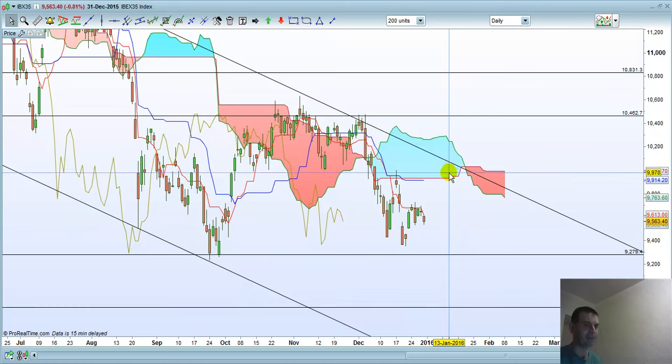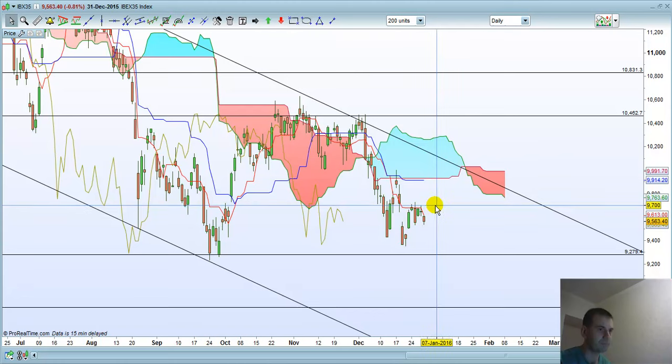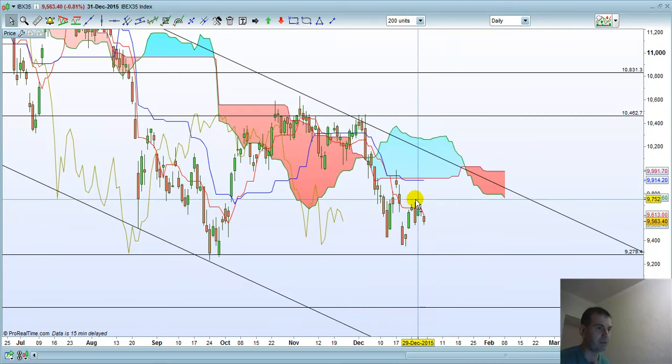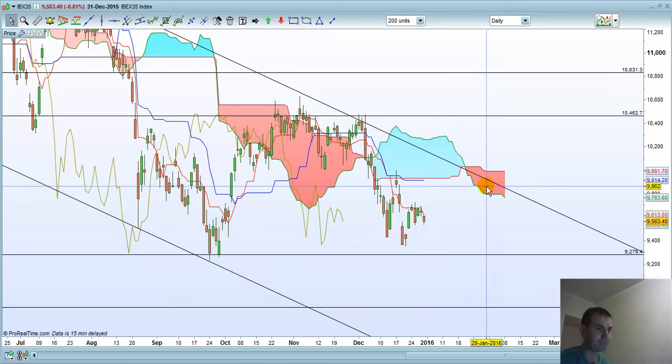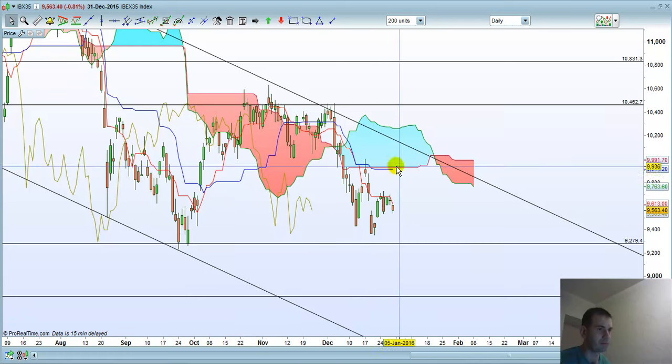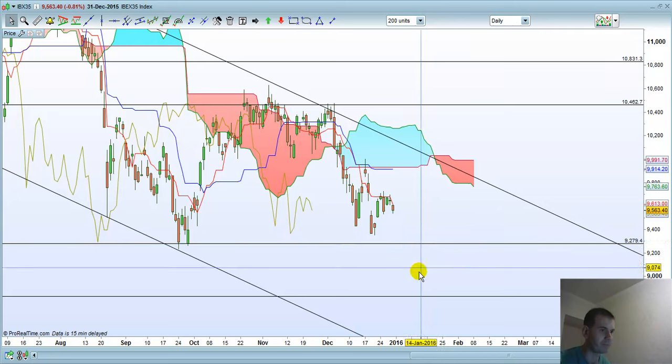one should sell, to take decision to sell. Okay, and what else? So the future cloud is also on the bearish side, that indicates the bearish character of the market also. So the nearest profit goal is this support level here.